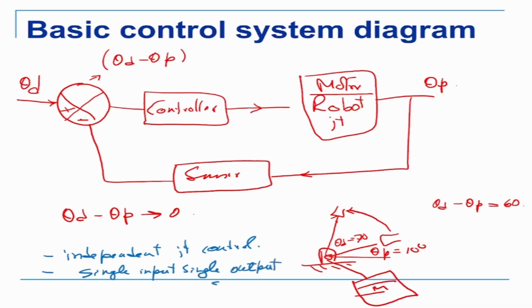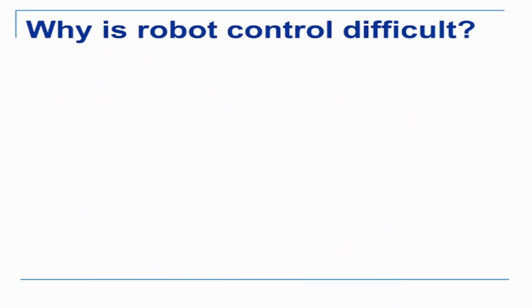Okay, which is also called a SISO system, or a single input, single output system. Now this is essentially an assumption that we are making. Robot control is actually not single input, single output. What do I mean by that? And also the other part, why is robot control difficult?